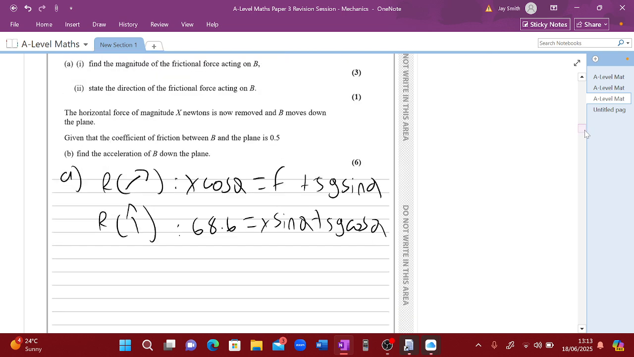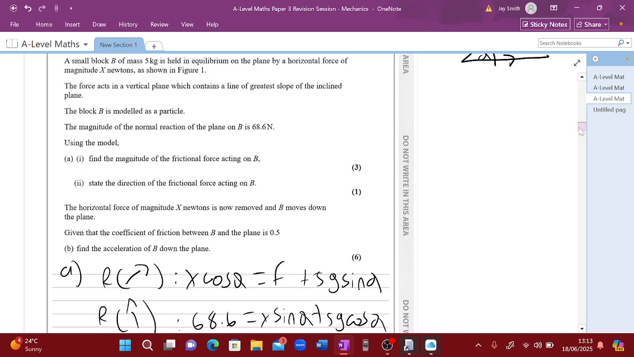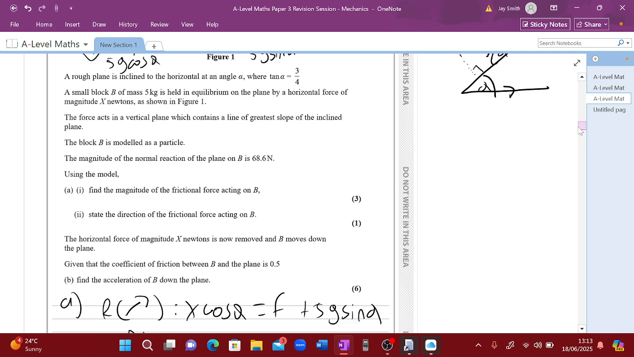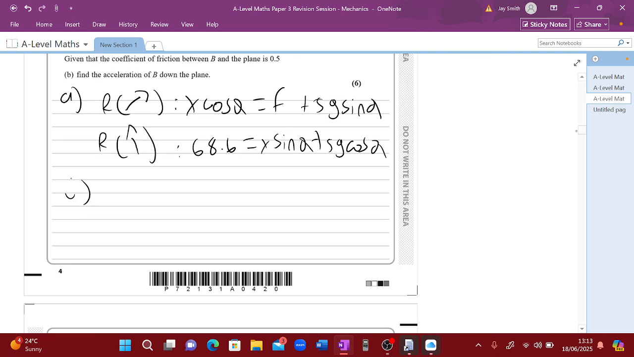So let's have a look at what the question is actually asking us now before we do anything else. So let's look at part I. Find the magnitude of the frictional force acting on B. Okay. Are we given the coefficient of restitution because it's a friction? Nope. Okay, so we're going to have to use these two equations to find F. But we can, because the only thing missing here is F and X. Because cos alpha and sin alpha we can deal with because we know what tan alpha is. We'll look at that in a second. So it's basically simultaneous equations.